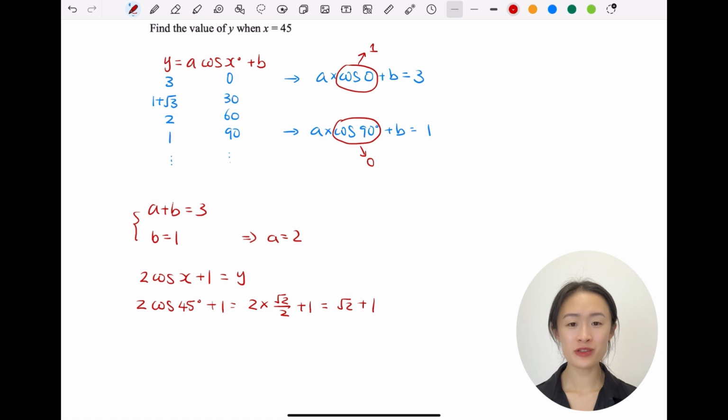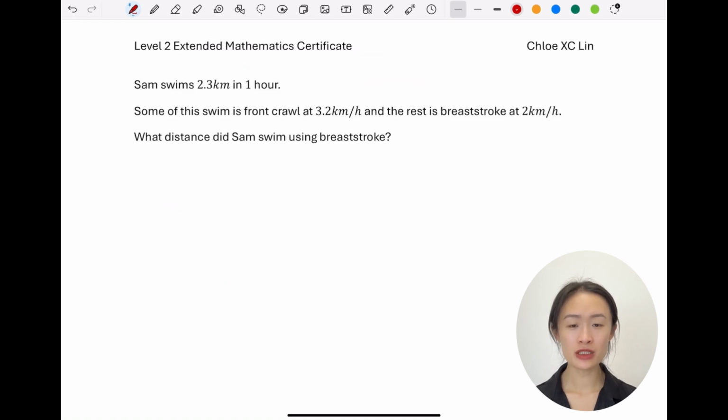Okay, so now moving on to the final question. Now this question is slightly harder. Sam swims 2.3 kilometers in 1 hour. Some of this swim is front crawl, and the speed is 3.2 kilometers per hour, and the rest is breaststroke at 2 kilometers per hour. What distance did Sam swim using breaststroke?